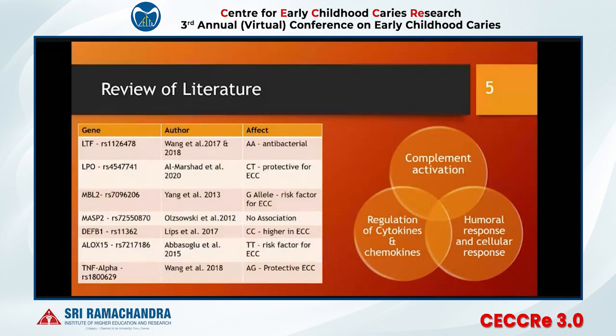The review of literature has revealed that complement activation, humoral immune response, regulation of cytokines and chemokines, and cellular immune response are all regulated by immune response genes, and variations in these genes can affect these processes. As this slide depicts, the various polymorphisms can alter the susceptibility to early childhood caries, with genotypes of certain polymorphisms being protective against ECC, and genotypes of other polymorphisms increasing the susceptibility to early childhood caries in the analyzed populations.